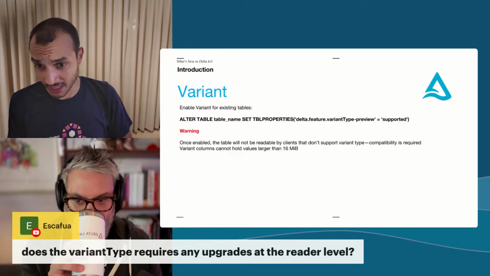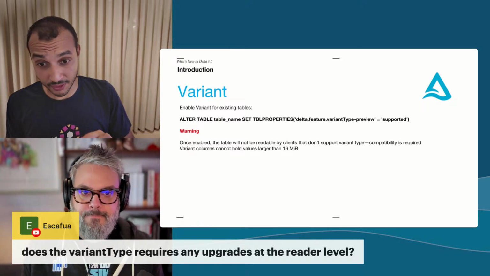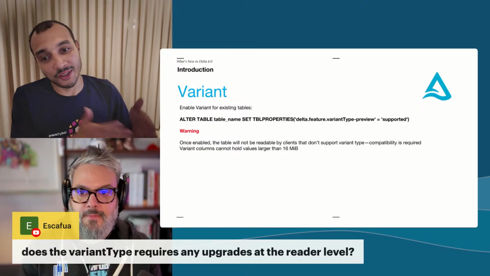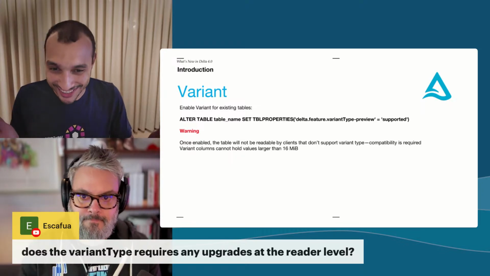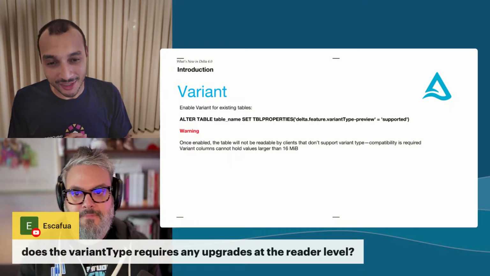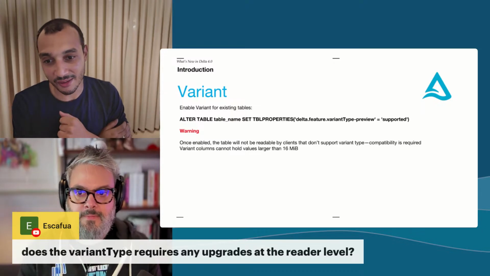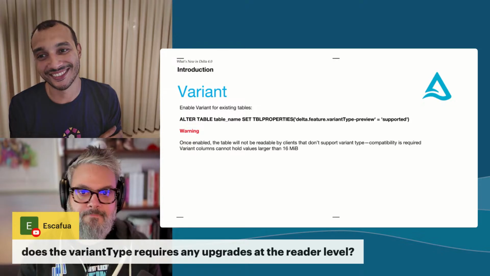And I think I've seen a question: does the variant type require any upgrades at the reader level? Yes. The variant feature in Delta Lake requires upgrading the reader protocol, which means all the readers, not just the writer, must support this feature to read tables that have variant type enabled.